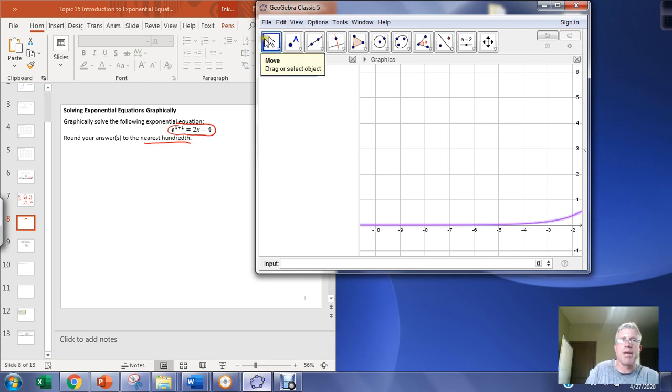And GeoGebra automatically assigns a function name to it. I could explicitly assign a function name. So for example, I'm going to graph the other side now, 2x plus 4. If I want that to be g of x, I can type in function notation g of x equals 2x plus 4 and hit enter. So I can either assign the function name or have GeoGebra assign it for me.